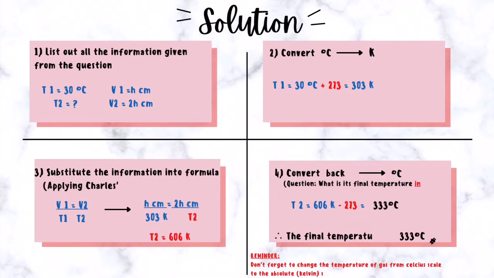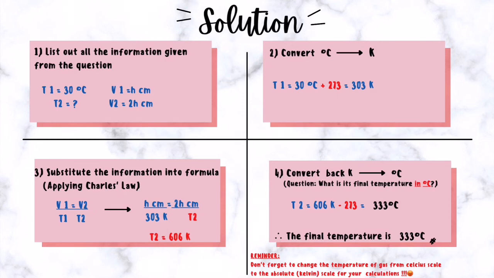Here's how to solve the question. First, list out all the information given from the question. The initial temperature is 30 degrees Celsius and the final temperature is unknown. The first volume is h centimeters and the second volume is 2h centimeters. The second step is to convert the temperature from degrees Celsius to Kelvin. The first temperature is 30 degrees Celsius, so we get 303 Kelvin.